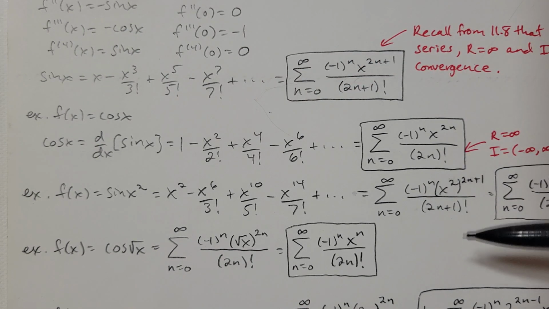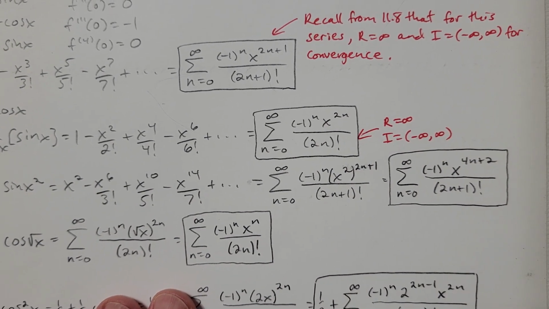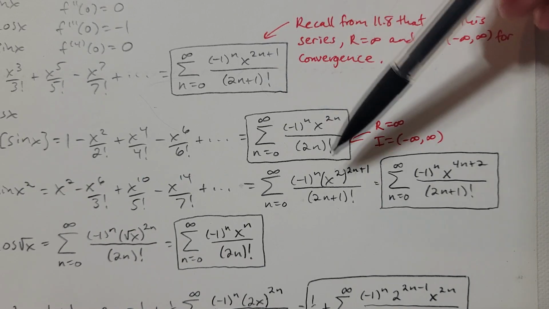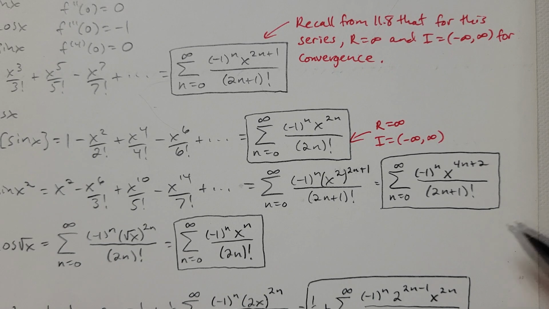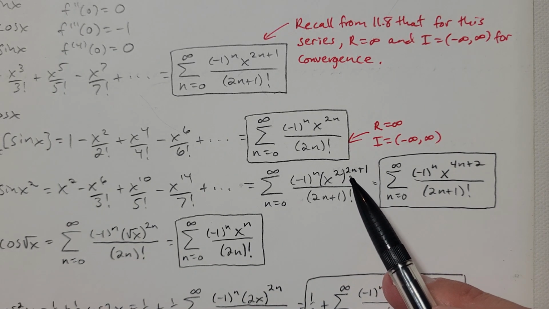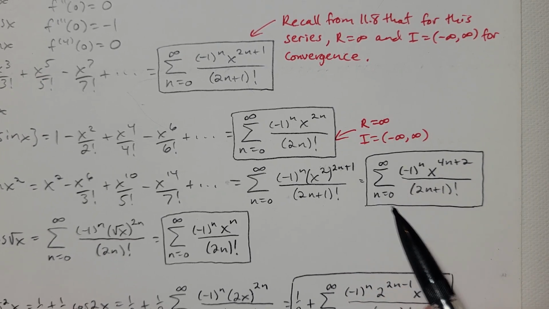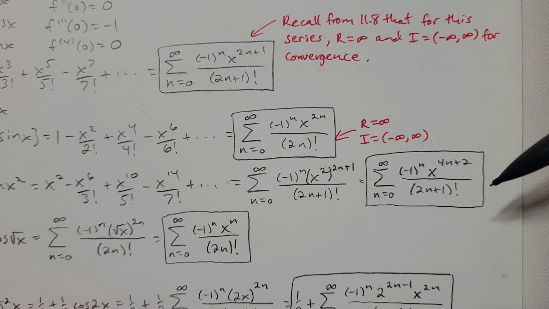Okay, and then using series notation, again, I'm just replacing x with x squared, so that's what I got there. And when I simplify this, okay, so 2 times 2n plus 1 would be 4n plus 2. Okay, and so here'd be the power series for sine of x squared.